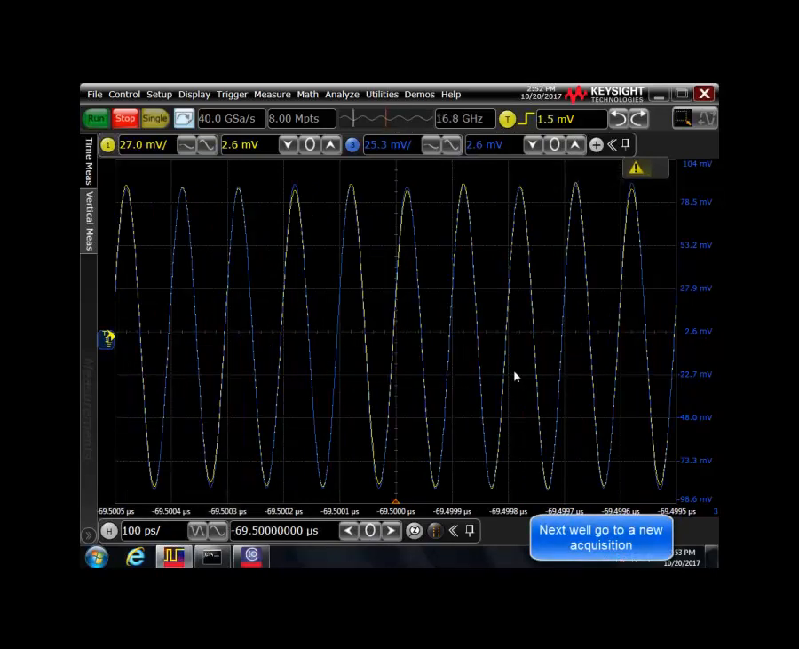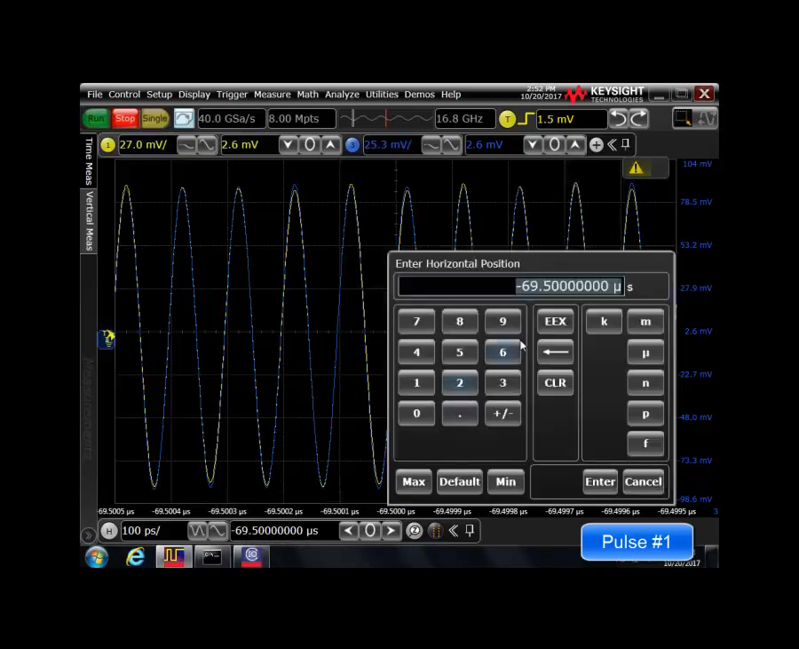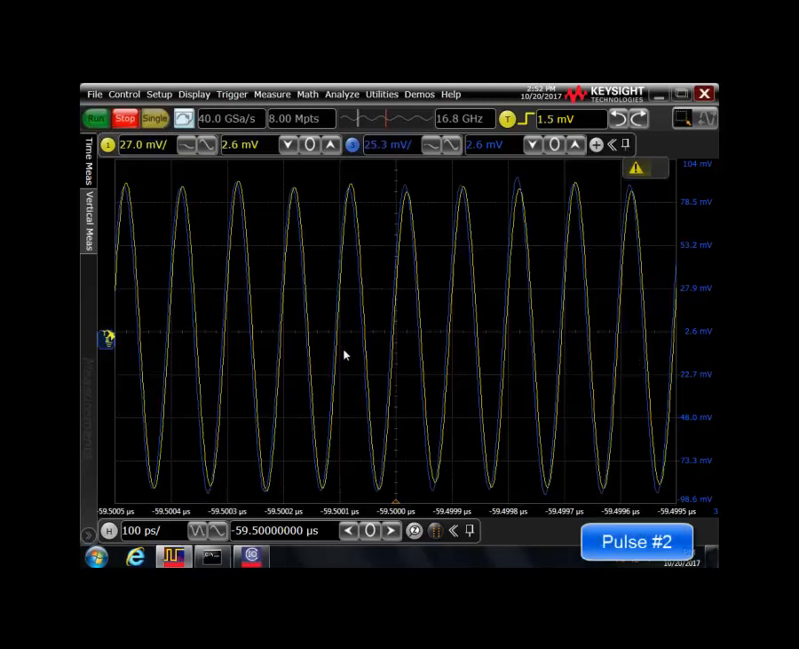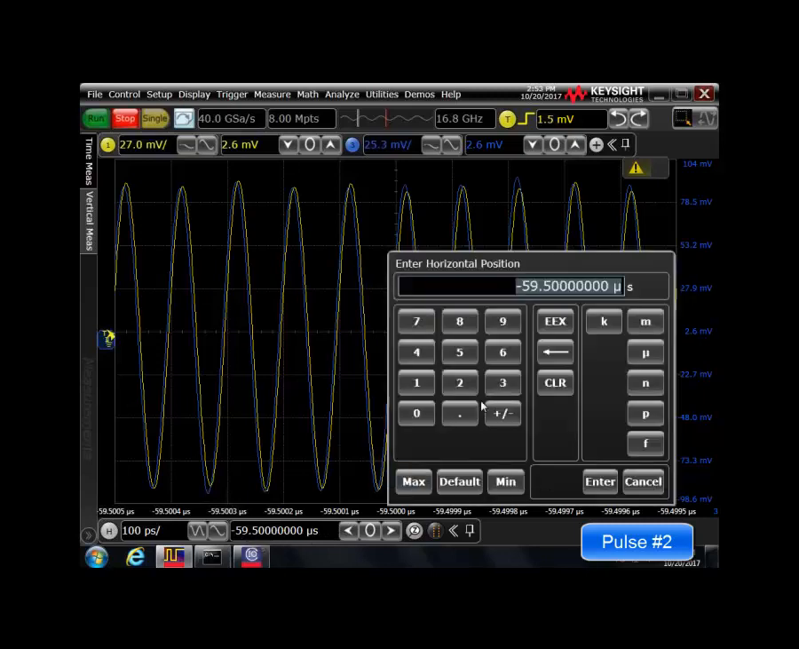We'll run through that one more time. In this case, I'm starting at negative 69.5 microseconds, and you can see that the phases are aligned. If I enter in the value of the previous pulse, which would be negative 59.5 microseconds, you can see the blue trace is shifting to the left. And through the magic of video editing, I will continue to do this at a high rate of speed.